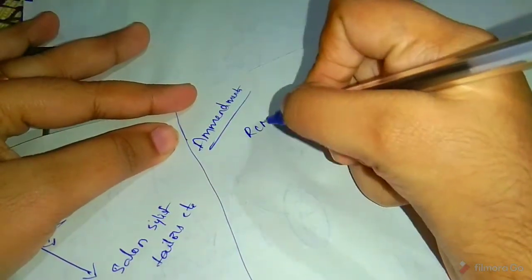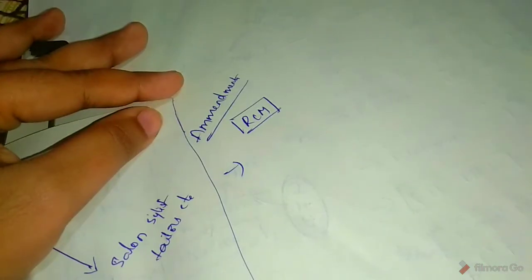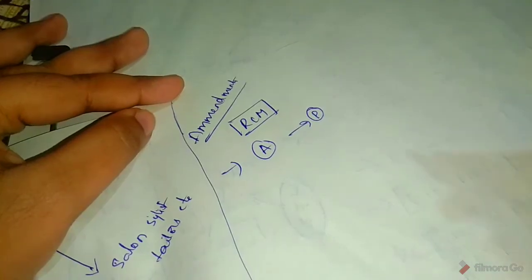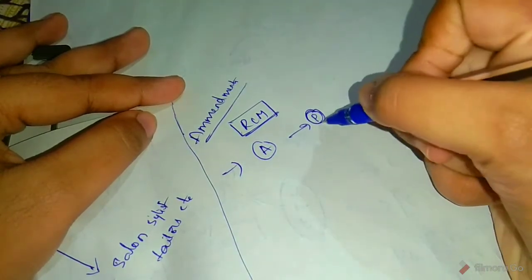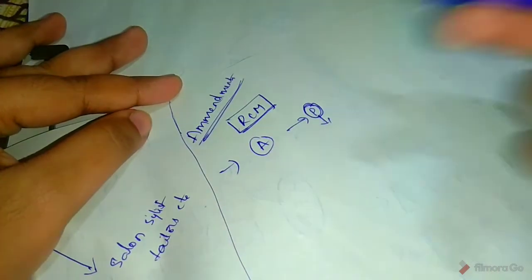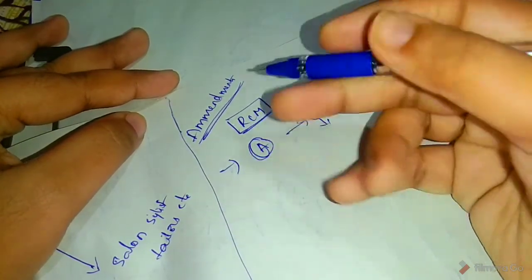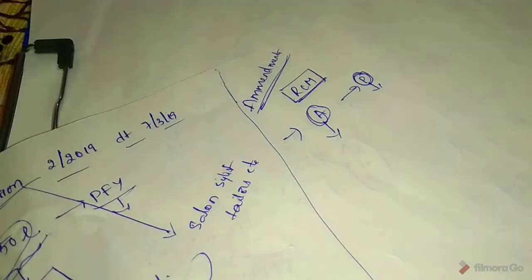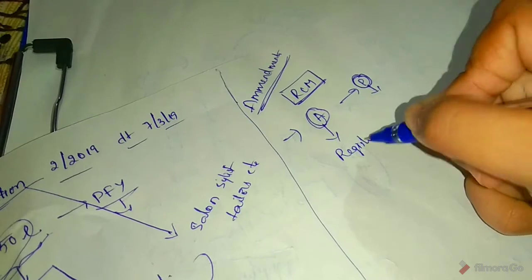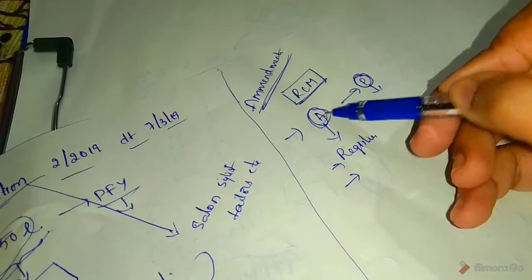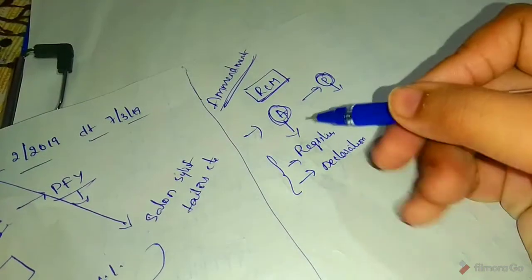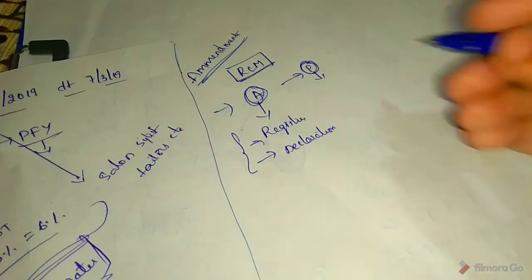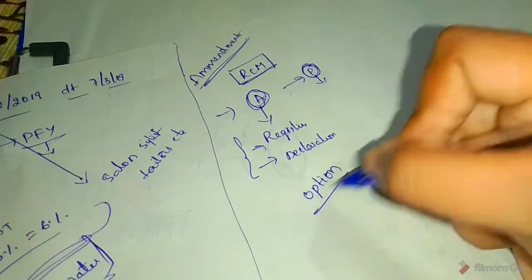RCM, reverse charge mechanism: services given by an author to a publisher. Generally, in reverse charge mechanism, the recipient is liable for tax. But in the amendment, there is an option to pay GST under forward charge. There are conditions: it must be registered, and there must be a declaration by the author to pay. If these two conditions are satisfied, then the author can pay GST under forward charge. But it is an option, not compulsory.